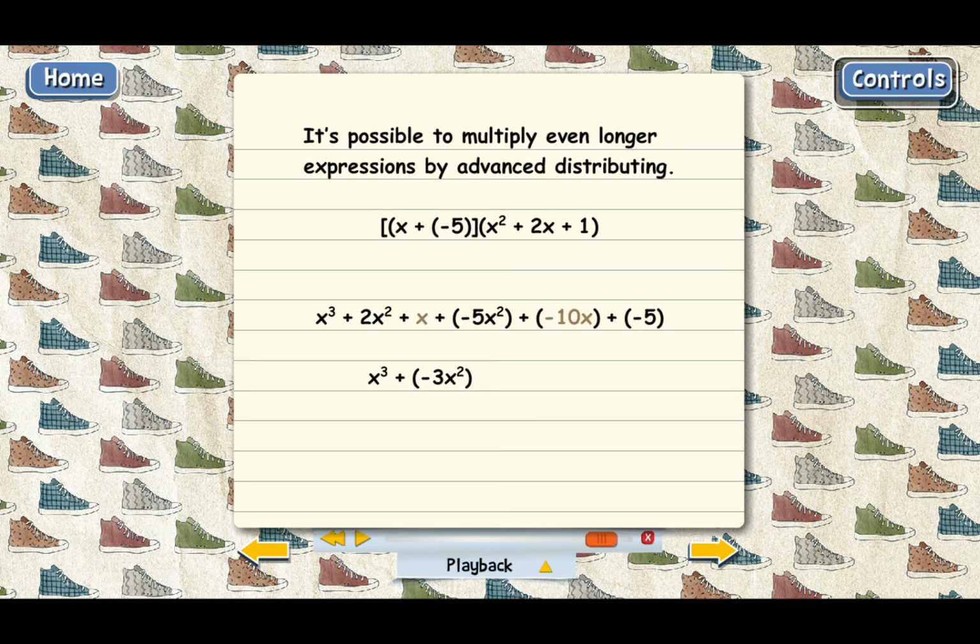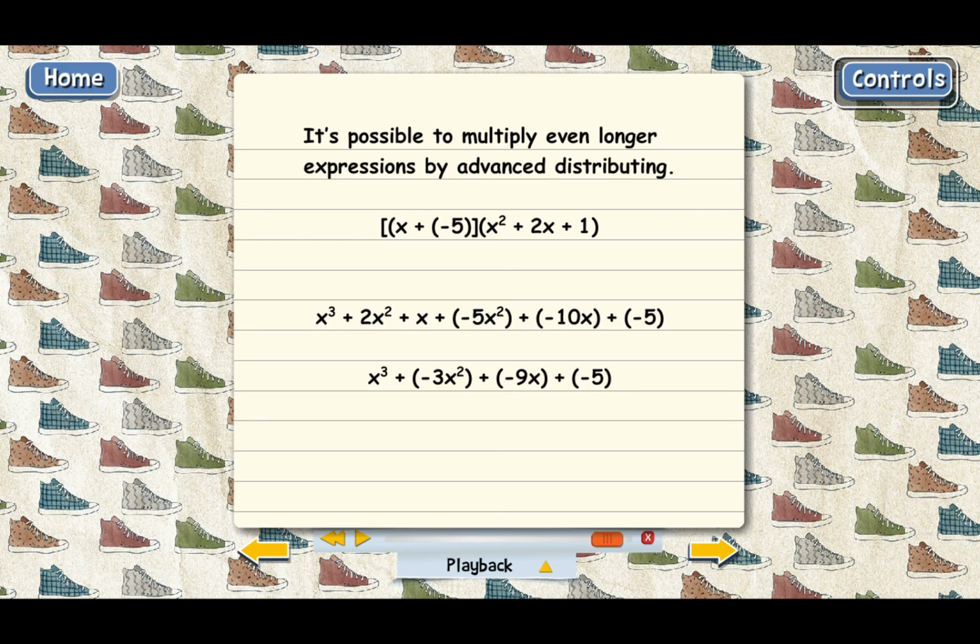And then actually there are two other like terms in this expression. See, x and negative 10x. These are like terms, and we can combine these. Why don't you go ahead? That's right. And so we end up with x cubed plus negative 3x squared plus negative 9x plus negative 5. And this is our final fully simplified answer.